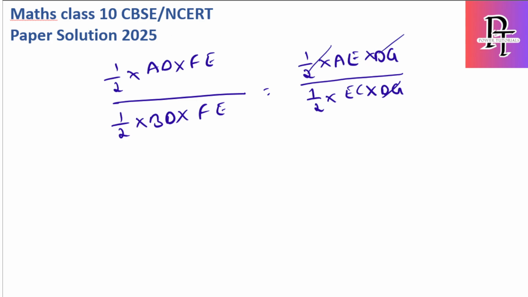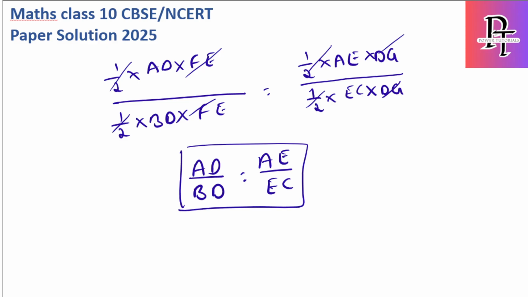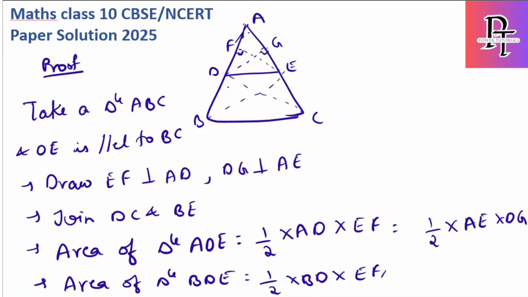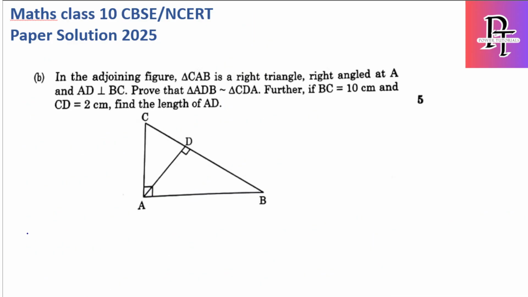So DG half of FE half of got cancelled. So the final step, AD by BD is equal to AE by S. So we got that AD by DB is equal to AE by S. So if a line D is parallel to BC, then these two ratios are equal. So let's move to the next one, B part now.